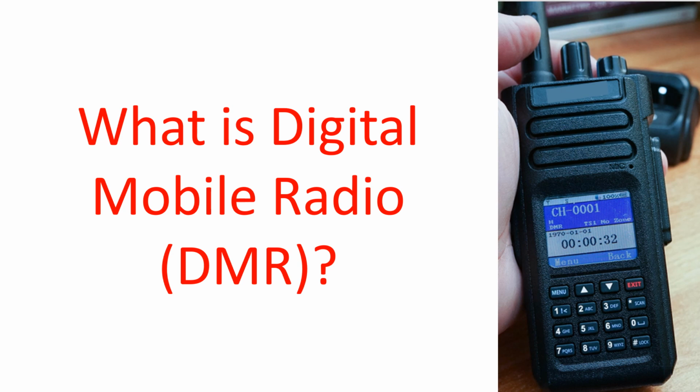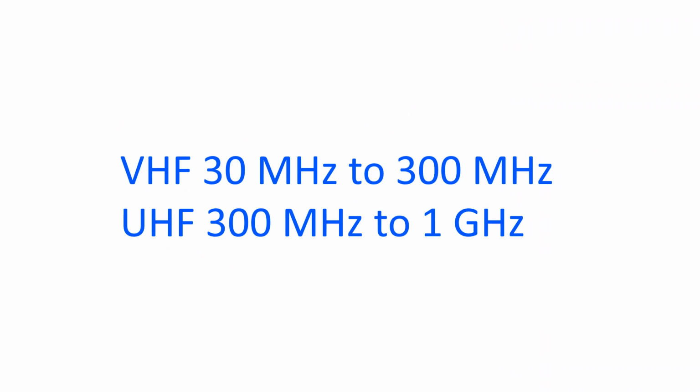as 2018. DMR can operate both in the very high frequency or VHF range, which is between 30 MHz to 300 MHz, and the ultra high frequency or UHF range between 300 MHz to 1 GHz. As in the case of analog transceivers, DMR range can be extended using repeaters. Repeaters could be linked to each other using internet to provide global coverage.